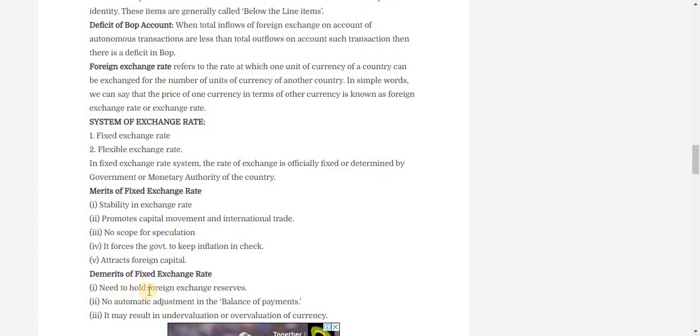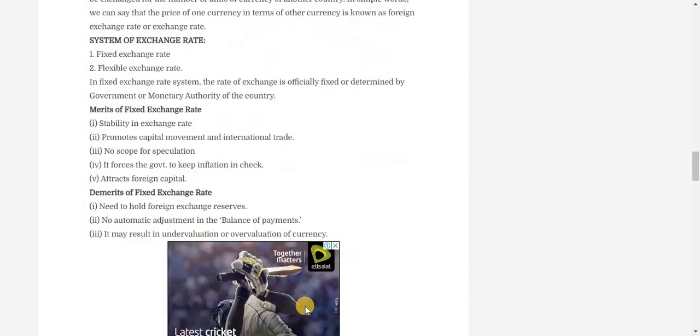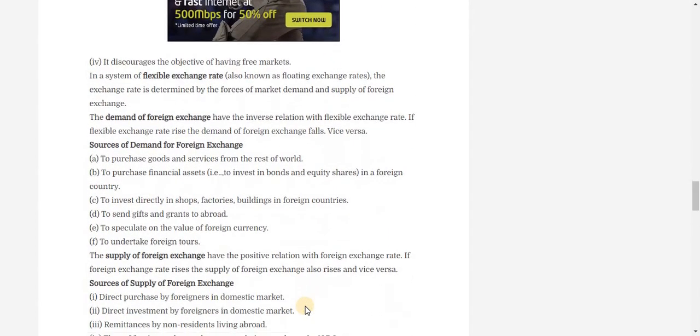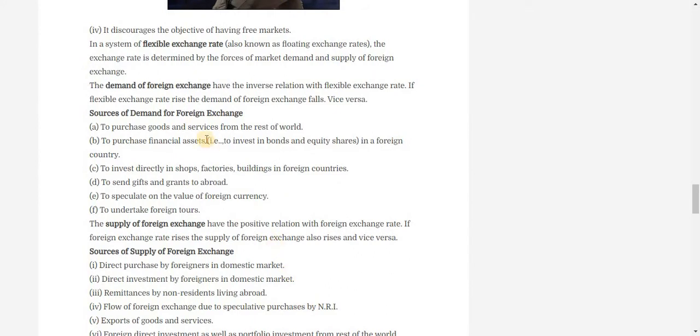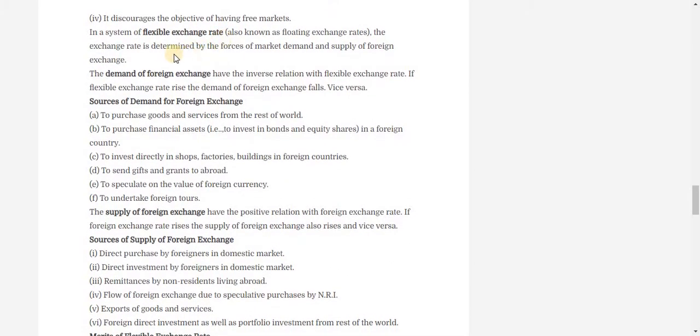Demerits of fixed exchange rate: 1. One needs to hold foreign exchange reserves. 2. No automatic adjustment in the balance of payments. 3. It may result in undervaluation or overvaluation of currency. 4. It discourages the objective of having free markets.